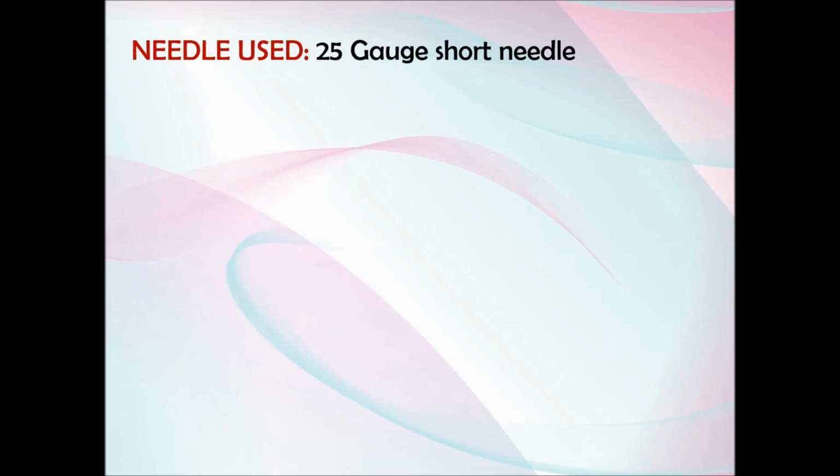Next is what needle size is required. A 25 gauge short needle is what is mainly required. Now a short needle is approximately 20 mm in length, but the whole needle will not go inside, only 16 mm of the needle will go inside and 4 mm will be outside. So you have to be careful.